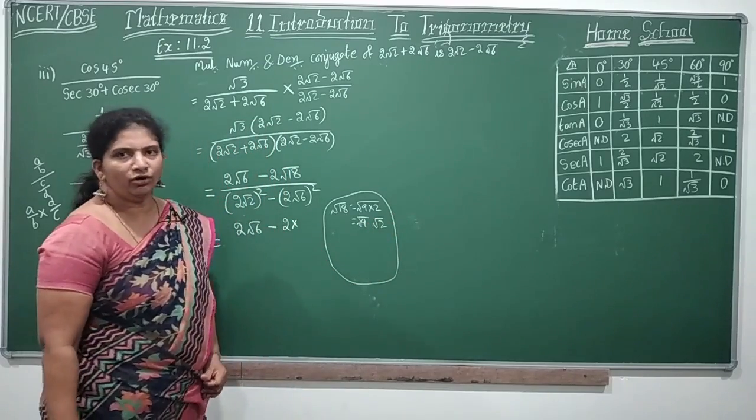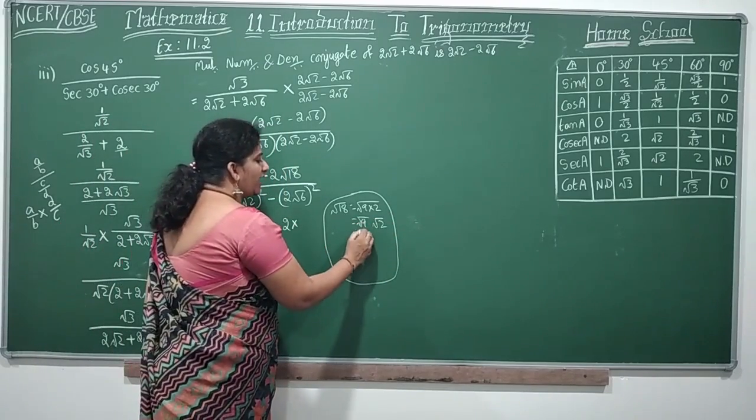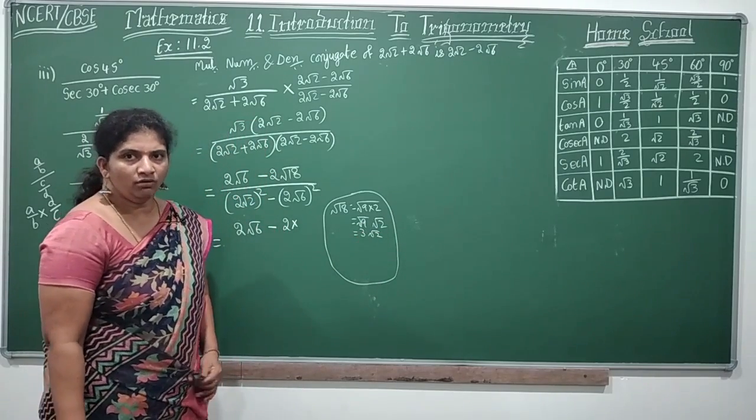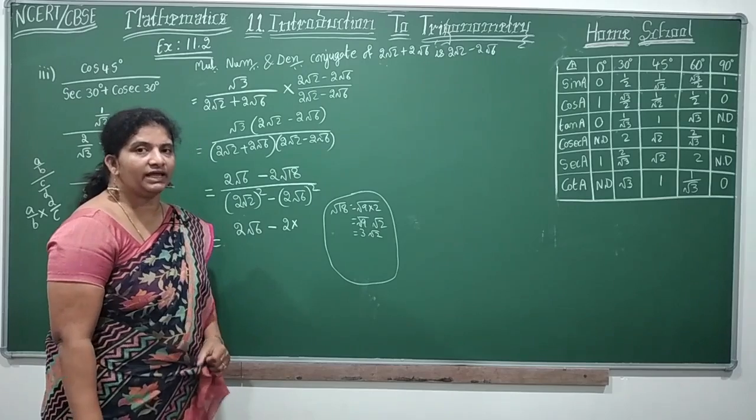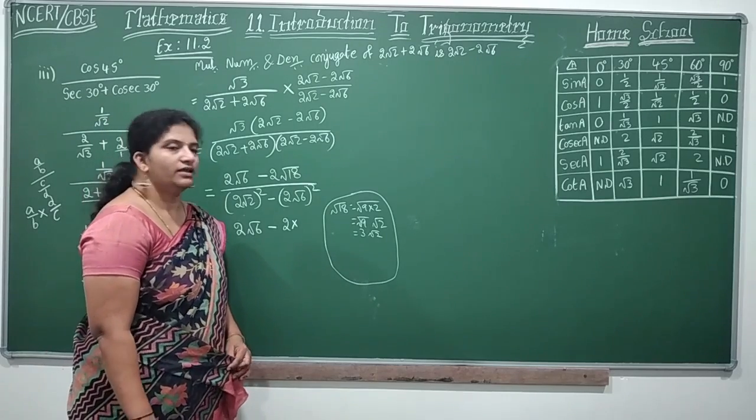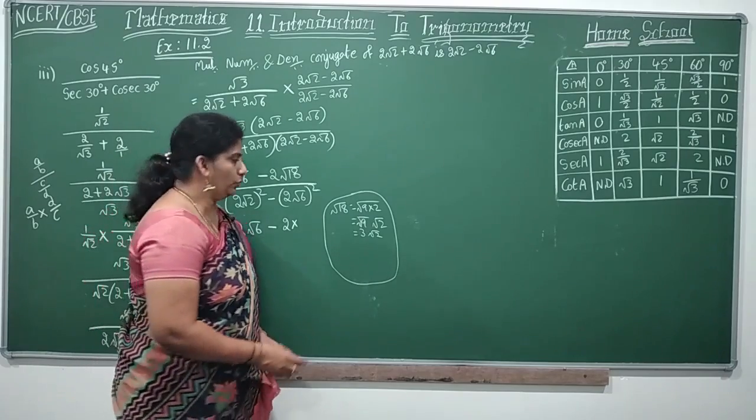Root 9 into root 2. What is the root 9 value? 3 root 2. How do you get 3? You know, no? 9 is a perfect square. We can rewrite it as 3 square. Square and square root will be cancelled. That will be 3 root 2.